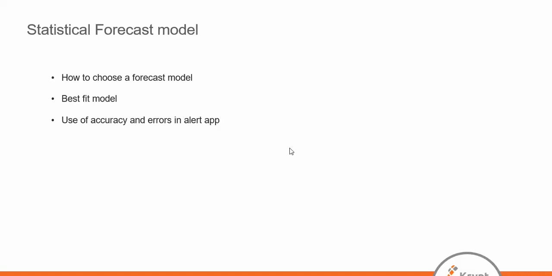So, to make a lot of these things simple, this technique is provided by SAP IBP. We will be looking at the case of the best fit model, where in an example we will be using two model techniques and how an error measure is calculated and suggesting the values. Now, use of accuracy and errors in alert type.